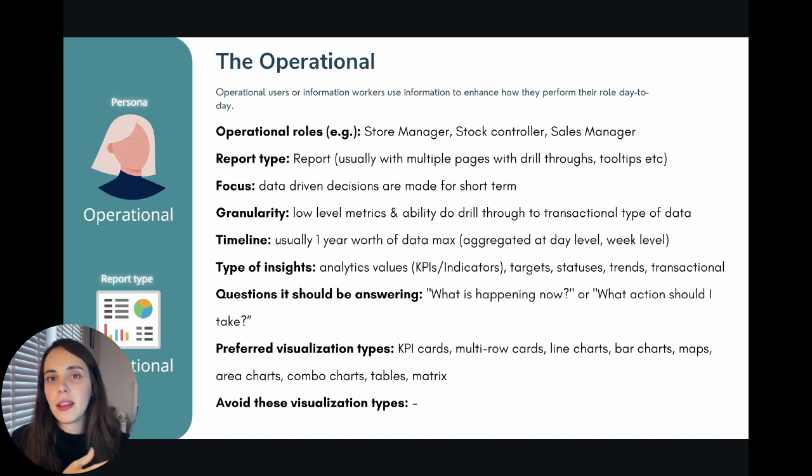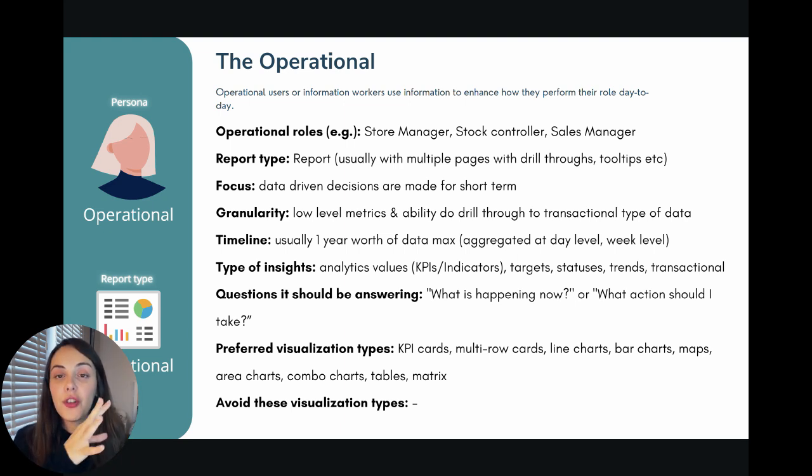The report type that they usually go for, as we discussed already, is a report that is way more granular: multiple report pages, drill-throughs, tooltips, interactions everywhere, so that they can truly analyze in a lot of detail what is happening with that particular process or area of the business. In terms of granularity, and I will probably repeat myself, this is a very low-level report, with very granular, low-level metrics and the ability to drill through to transactional data, which can be a lot of data.